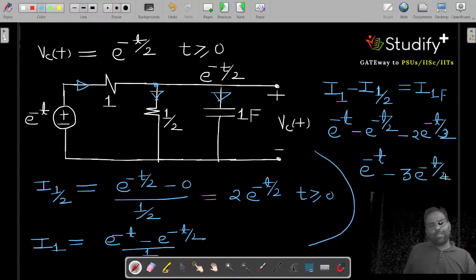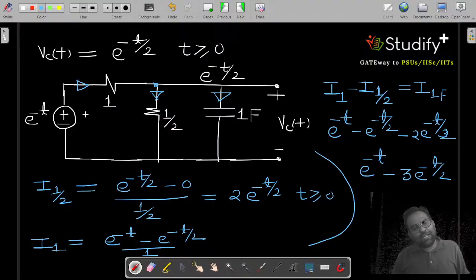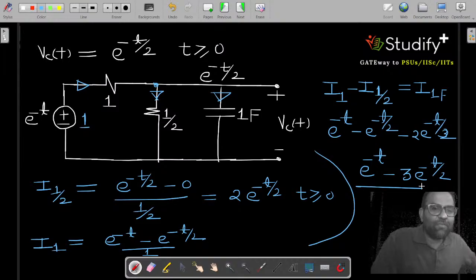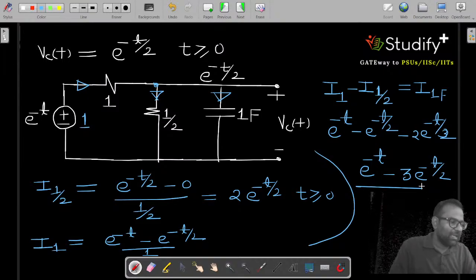And when you look at the circuit at t equal to 0 plus, this value is 1, and this value is also 1. So this current is 0. The current in this branch is 2 ampere, and this 2 ampere will go in the opposite direction. That's why it is representing minus 3. So all our results will be correct. Let's verify the results.